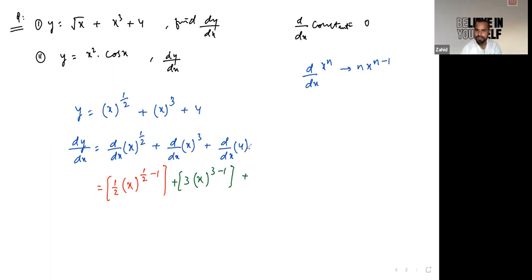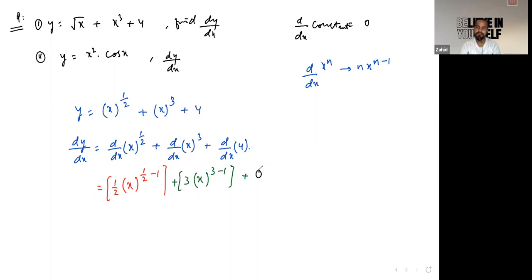Third is just a constant term. And I have defined for any constant term, on differentiating it will give you just 0. So it will be 0. Is it clear? Yes, sir. Now just simplify it. You will get your answer.